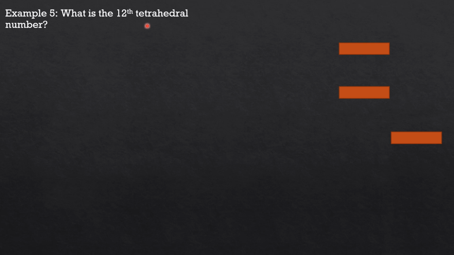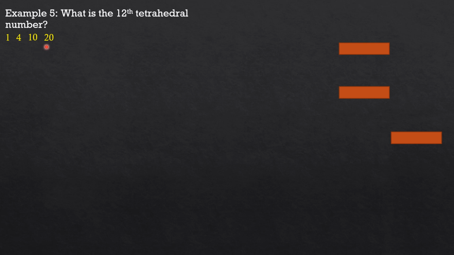What is the 12th tetrahedral number? So remember, tetrahedral number is a series of numbers representing the number of identical objects arranged in pyramidal form. So it begins with 1, then 4, then 10. So 1, 4: 3 plus 1 is 4. Then 6. 4 plus 6 is 10. Then after 6 is 10. So 10 plus 10, 20.